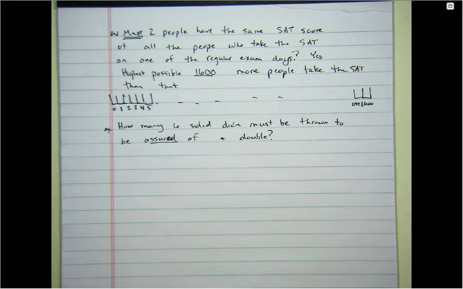Okay, so you have a cup and you can put as many dice as you want in it. How many must you put in that cup to be assured of a double when you dump them out? And we should say what's the least number, okay? So look for the least number of dice. Anybody want to tell what that would be?